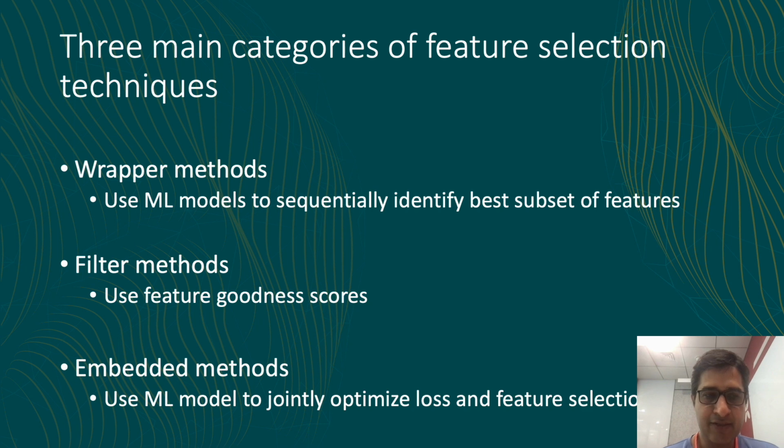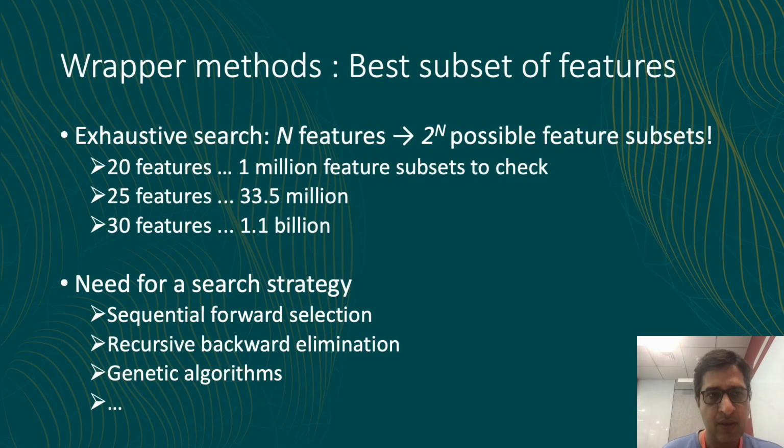The next set of techniques are filter methods, where you pre-identify some goodness scores for each of the features and then order them according to their goodness scores and use them. The third set of techniques that tend to actually work the best are embedded methods, where you jointly optimize for loss and feature selection. And we will talk about these in the upcoming slides.